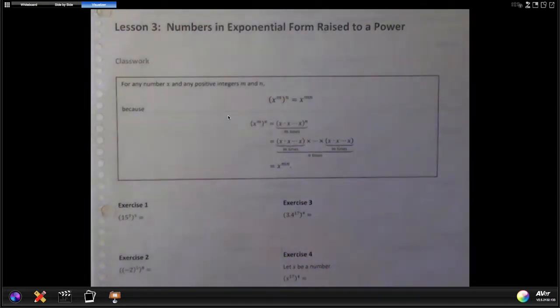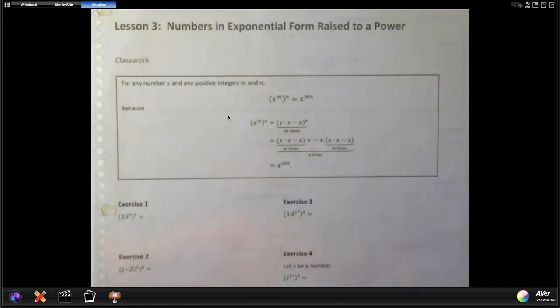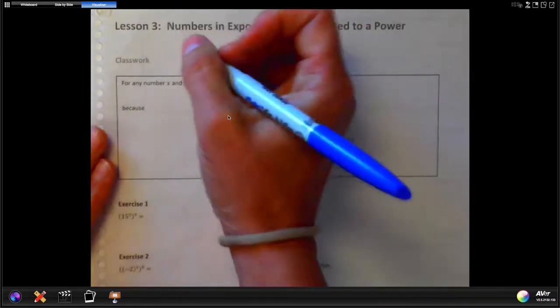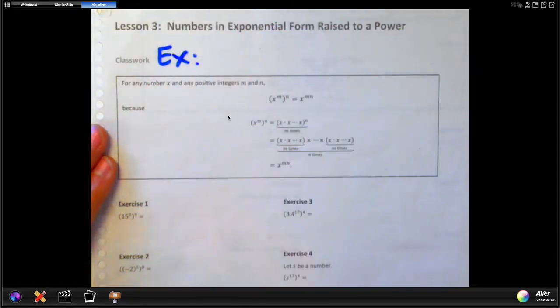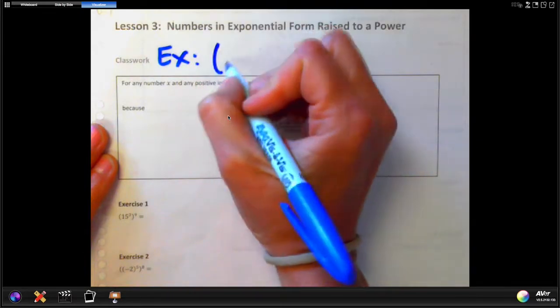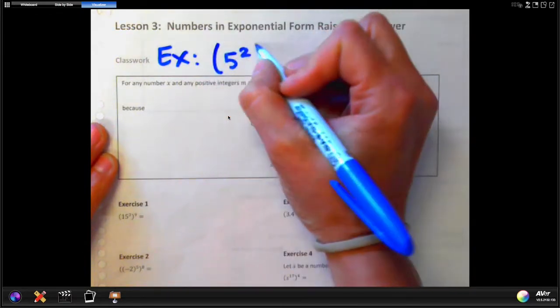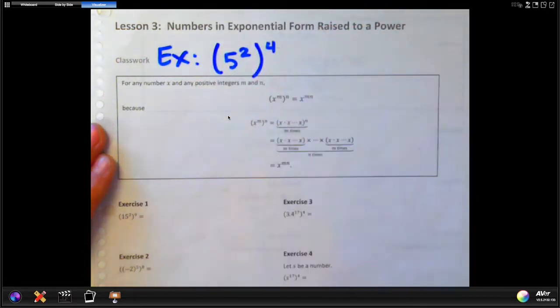Richards. Today we are going to have numbers in exponential form raised to a power. So we're going to take a power of a power today. And the first thing that we're going to start our notes off with is a numerical example. So we're going to put that right up here. And I'm going to give you the example of 5 to the second power raised to the fourth power.